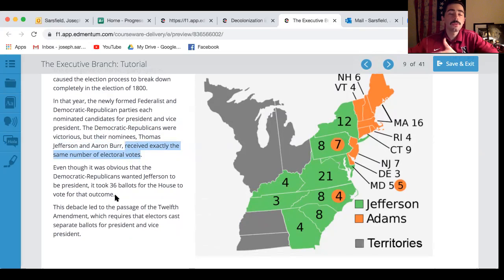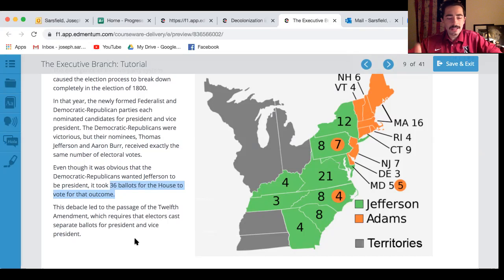Basically, whatever party controls the House, that president will win out. However, they were both from the same party, which was an issue. So it took 36 rounds of voting in the House to elect Thomas Jefferson as president. Aaron Burr was never president. He might have been if he wouldn't have shot Alexander Hamilton.